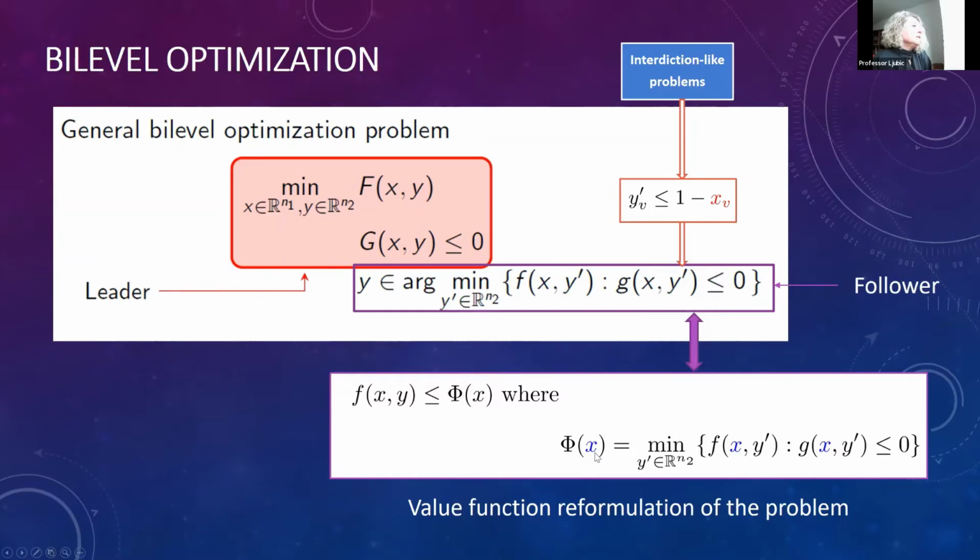This is just another way of restating this bilevel optimization problem, but it will be very useful for us in the following, because we will use this value function reformulation in order to state the desired properties and in order to derive new valid inequalities for the problem.